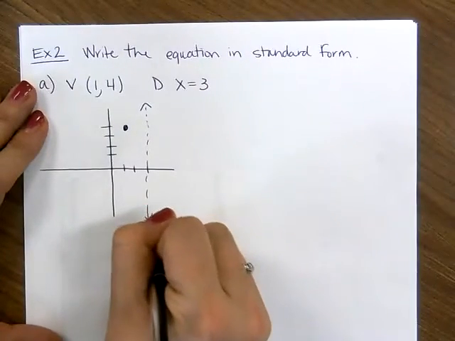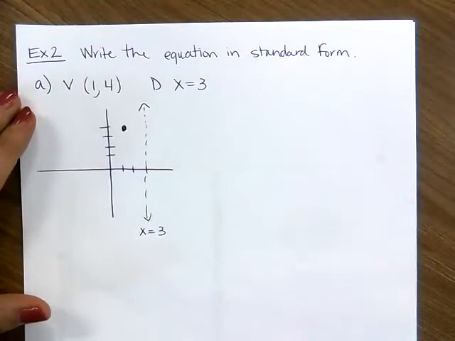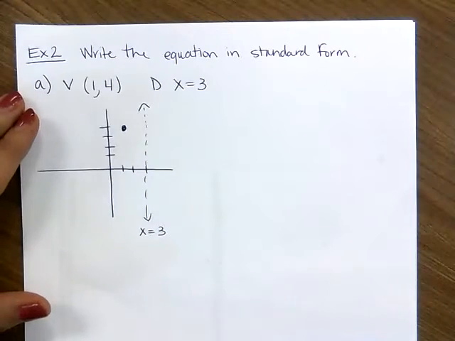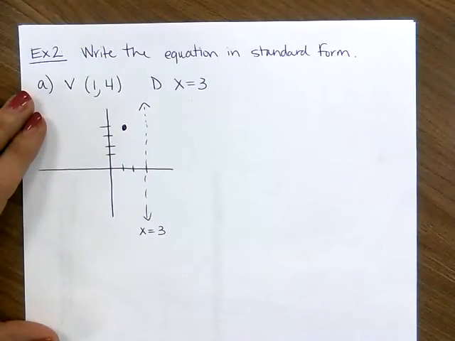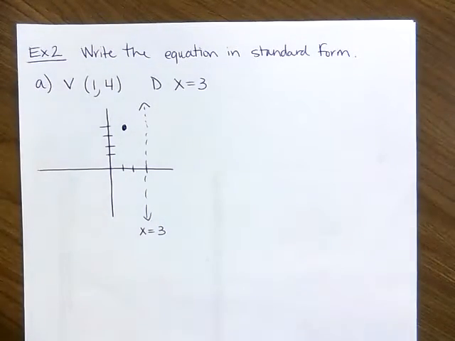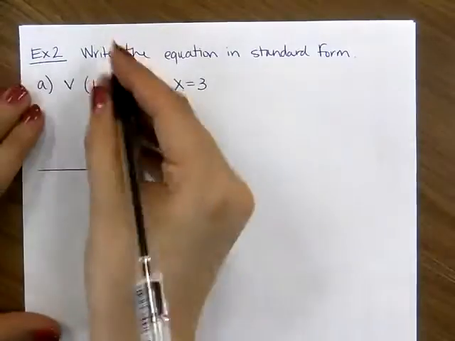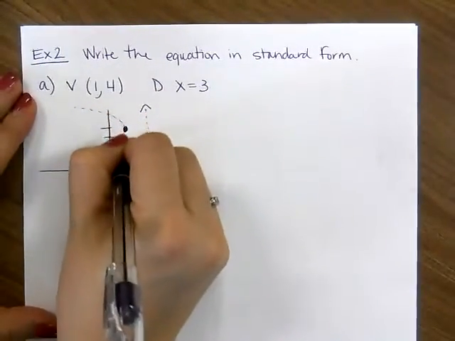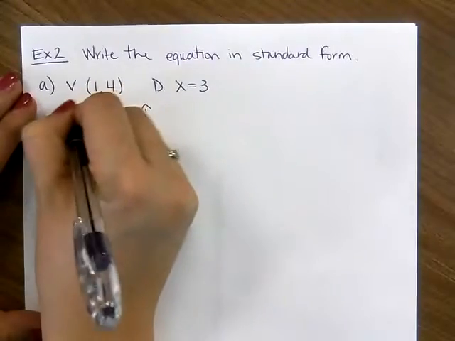Is the directrix at the back or the front? The parabola opens away from the directrix. Okay? So doesn't that mean that the parabola has to open to the left?